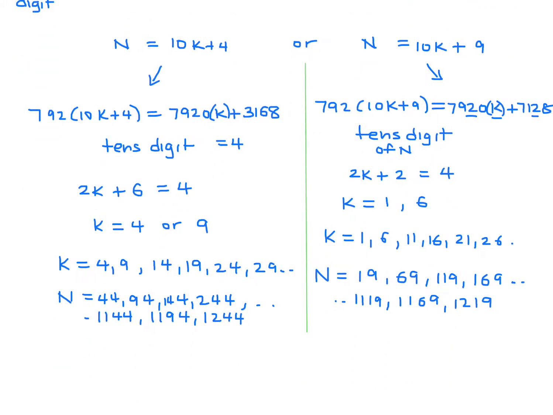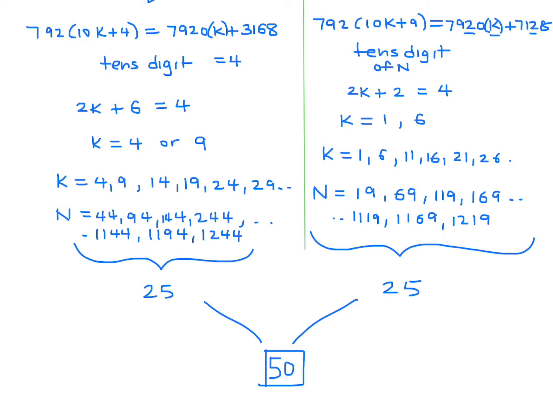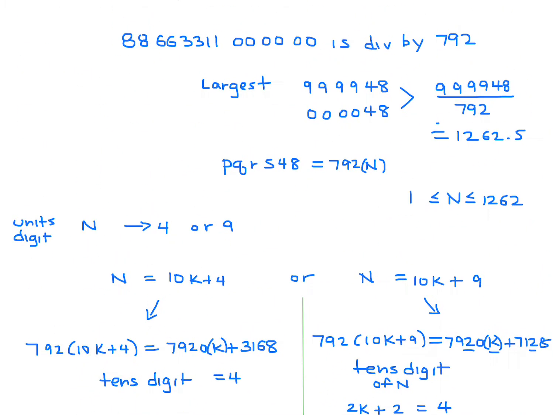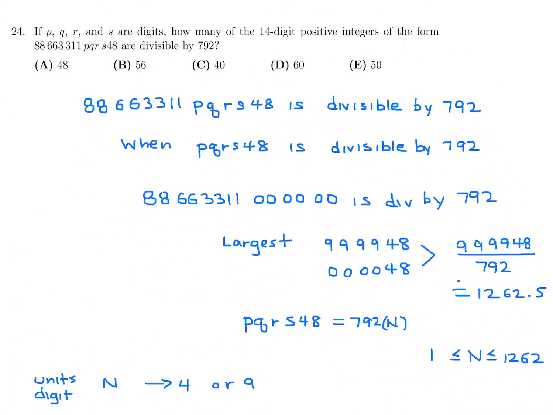So now we have to count all these. We've got our n's. We have to count this and we count that. When you count this, it's 25. When you count this, it's 25. So the total is 50. So there's 50 values that would give me a number of that form, which would equal a number like that. So therefore, number 24, the answer is E.